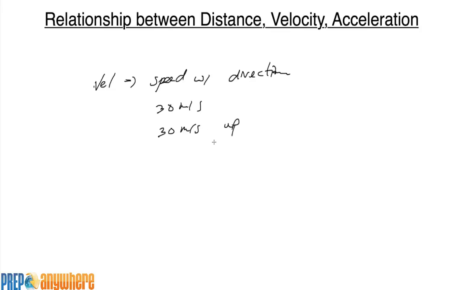Now let's first recall the definition of velocity, or some of you might be more comfortable with speed. Velocity is essentially speed. So velocity is speed with direction. Okay, so if you say 30 meters per second, that's speed. But if you say 30 meters per second going up, then we're talking about velocity. We're giving it a direction in which the speed is happening.